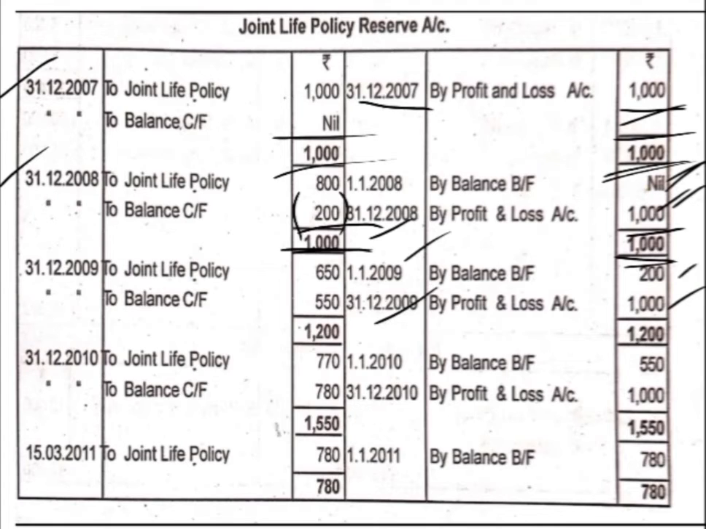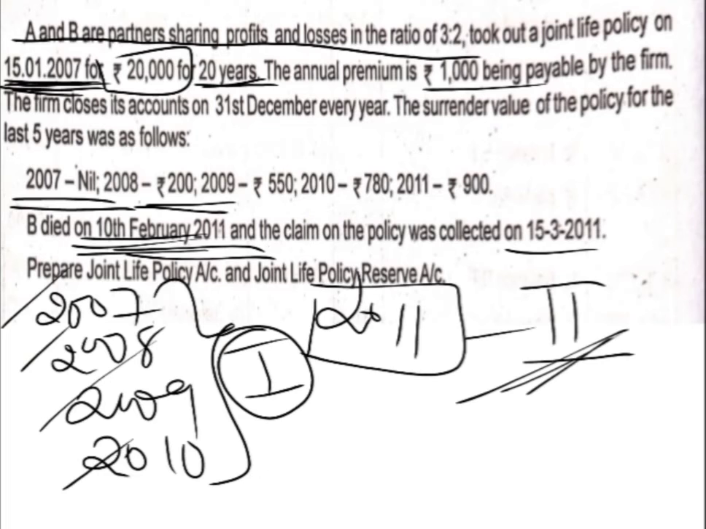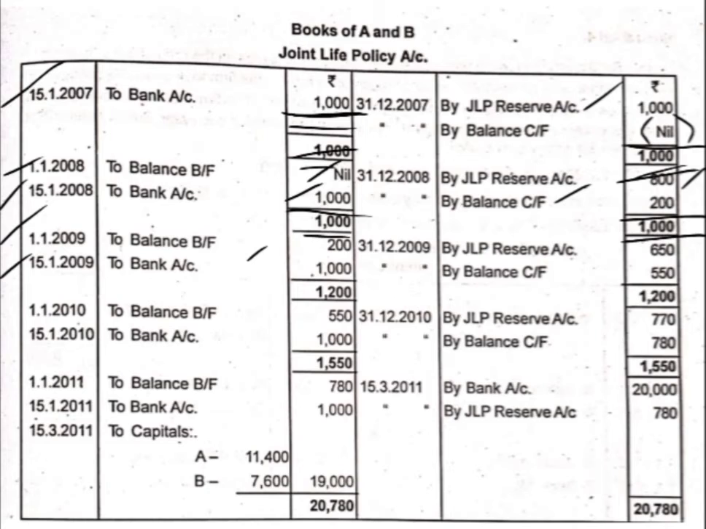Okay, so after writing these two entries, we are going to reduce these two balances. The accounts will be reduced to their surrender values. So we have to check what is the surrender value for the year 2009. It is 550. We have to check what is the balance we already have. Here we have brought down at the beginning 200 rupees, and here we have paid 1000. Together we have 1200, but we have to maintain only 550 rupees. What is the excess amount we have? The excess amount here is 650.